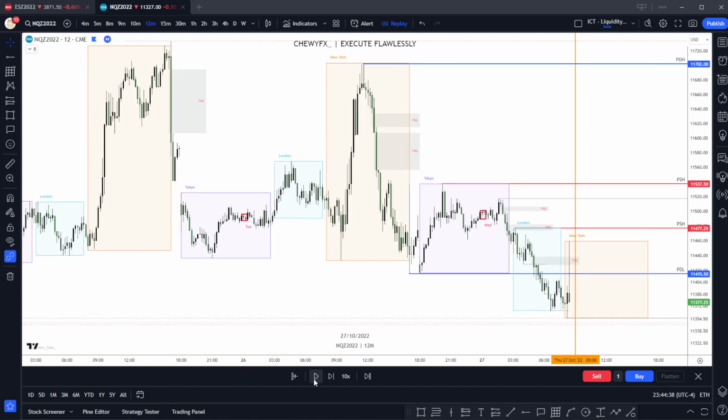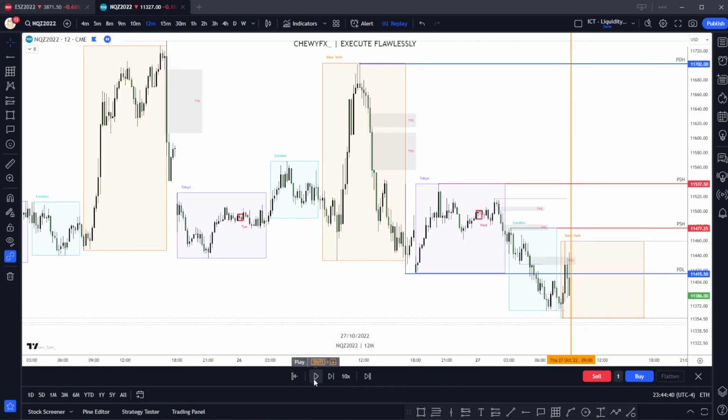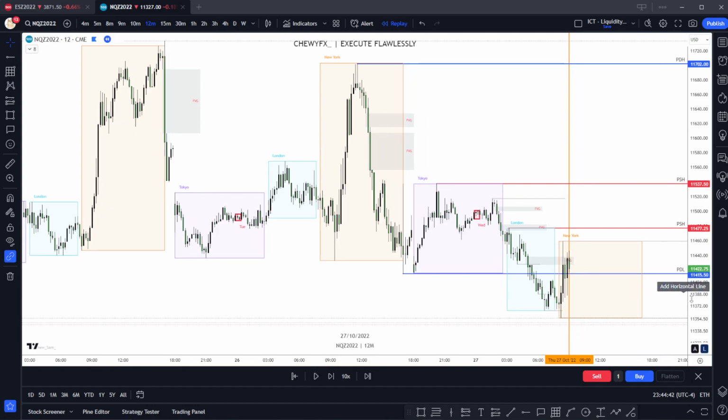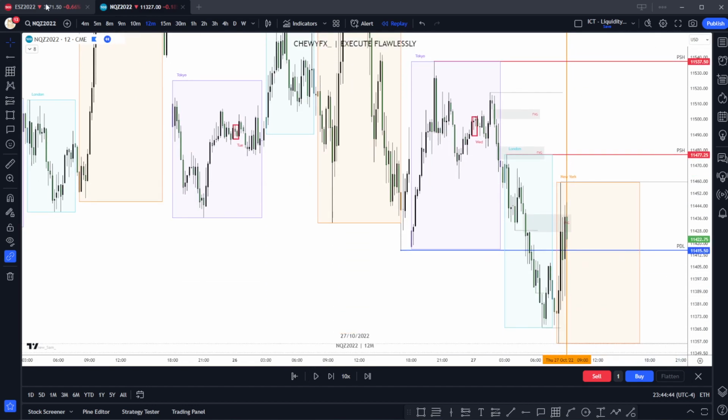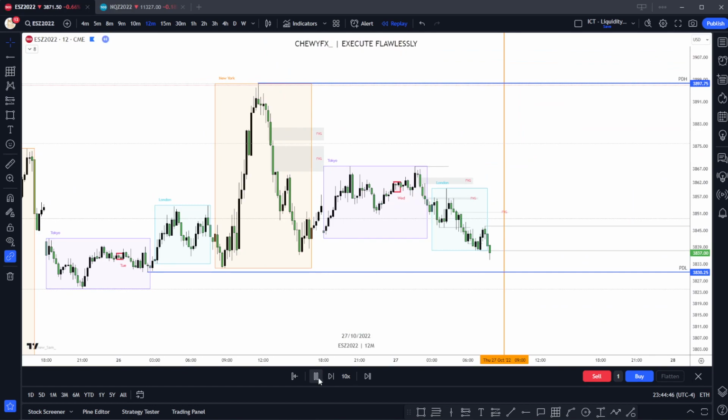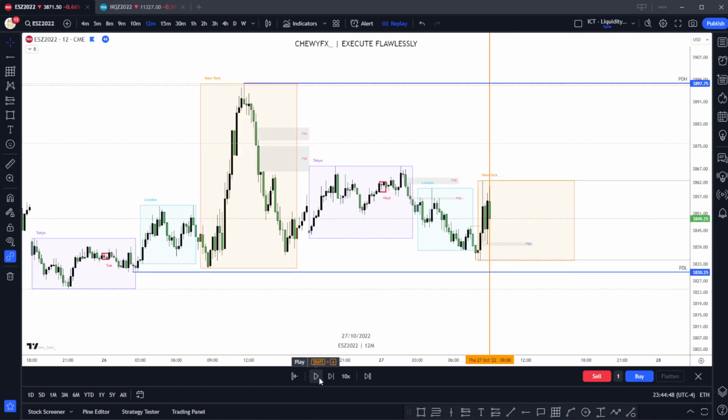So let's let the market play out here, because we're not trading till 9. We're letting the GDP news go by. So that's what happened there. Okay.